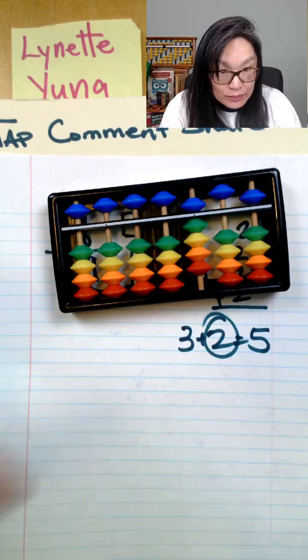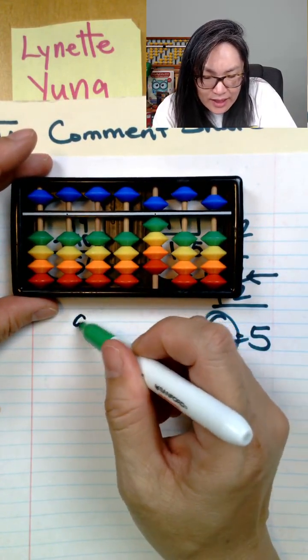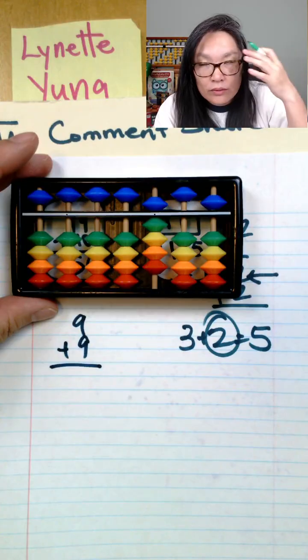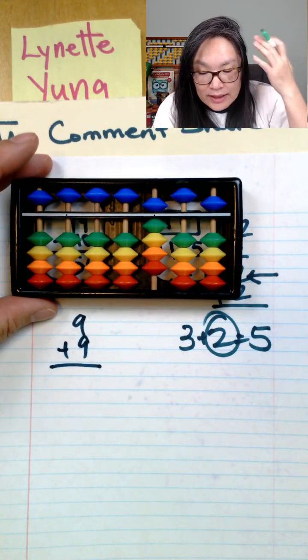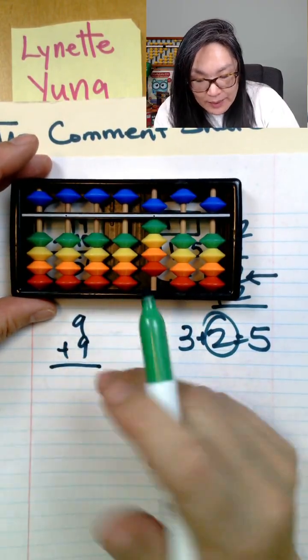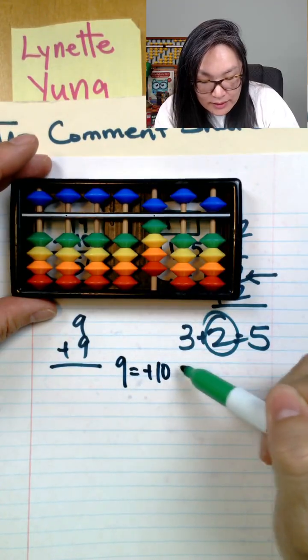And if we do 9 plus 9, oh, okay, that's fantastic. So if we add 9 plus 9, obviously we could do our doubles, right? I know when I was a kid, I had to memorize doubles. So we know that this is 18. But on the abacus, we know that this is 9 equals plus the 10 minus the 1.